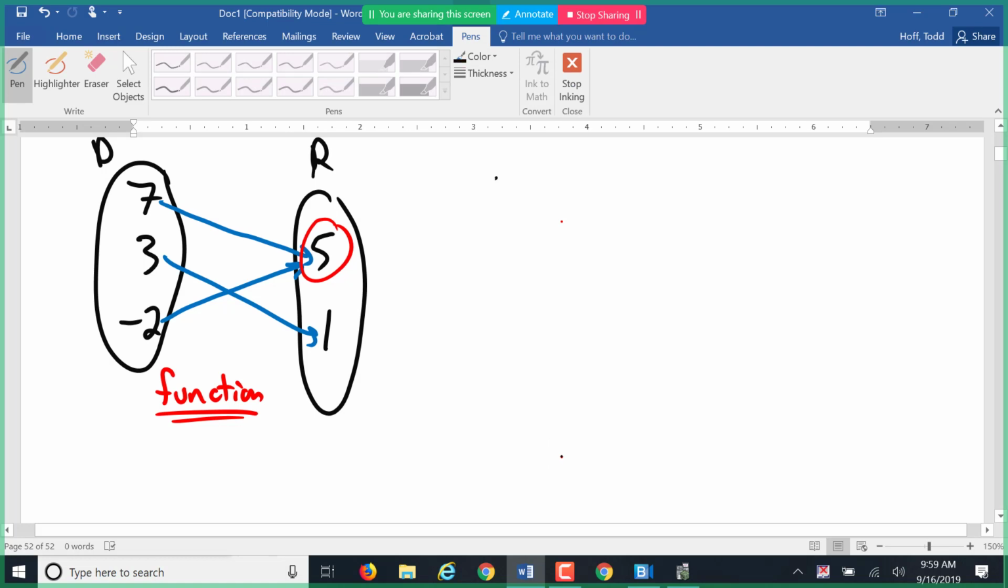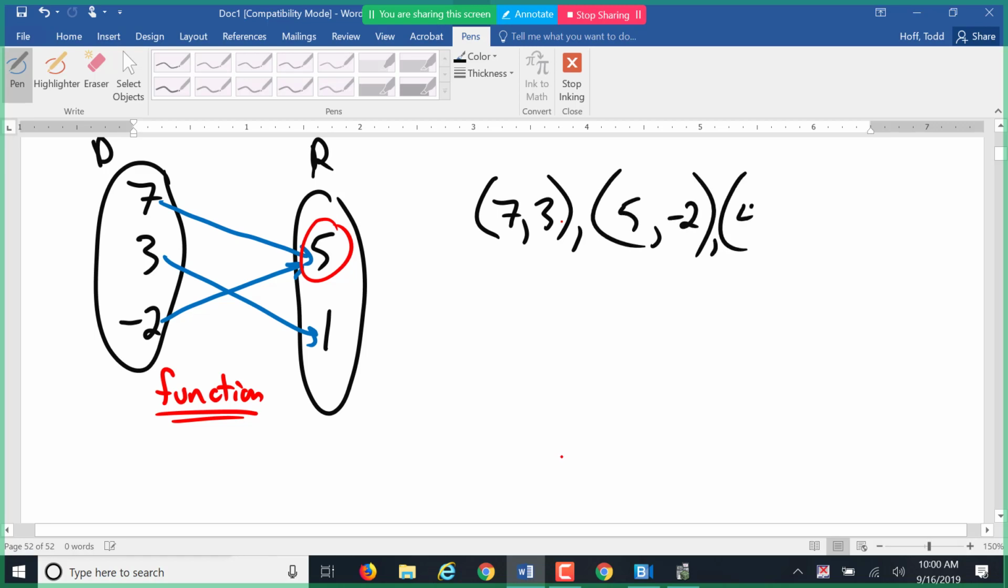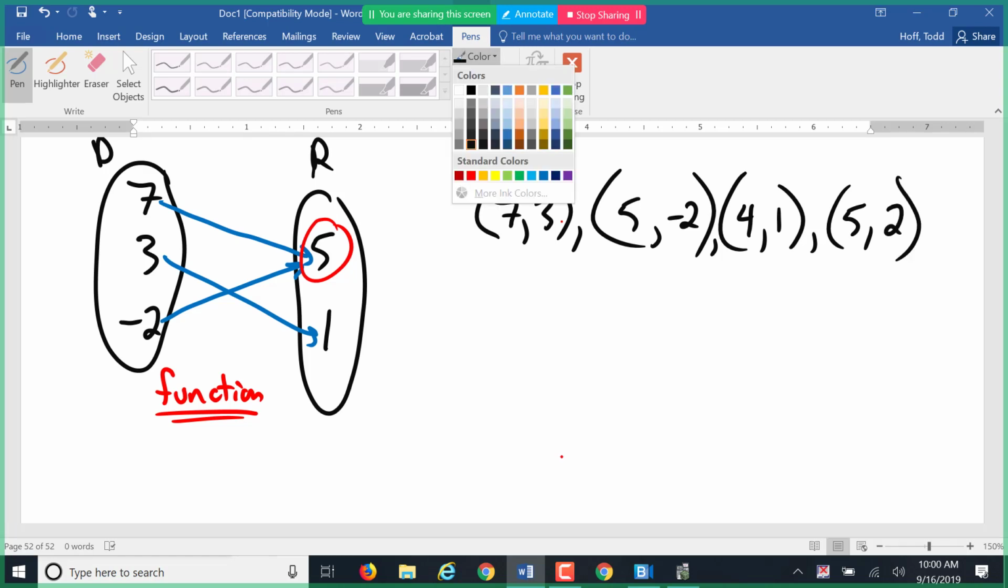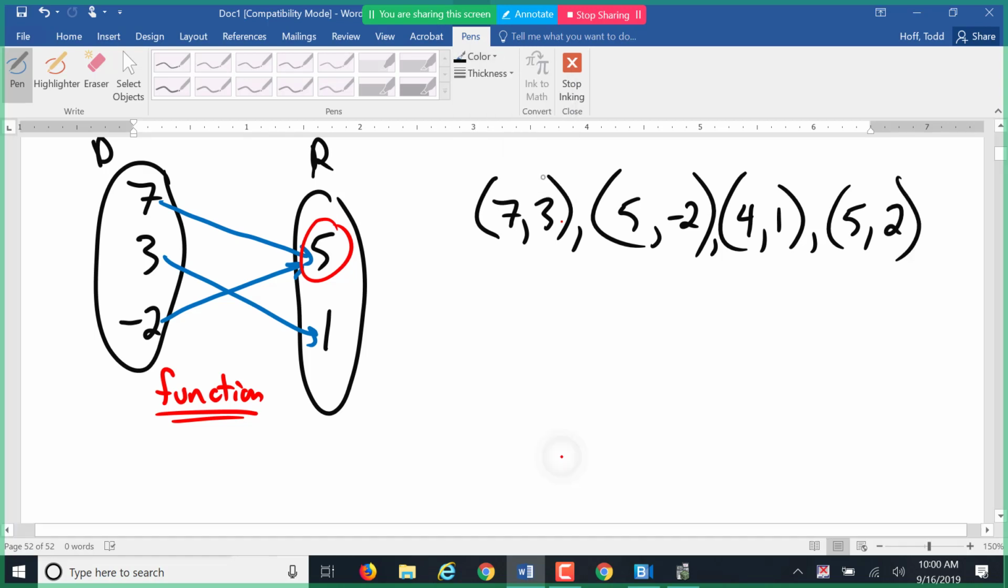If we looked at ordered pairs a little bit more closely, we might have (7, 3), (5, -2), (4, 1), and (5, 2). If we look at those, remember the values of our domain are the x coordinates, or the first coordinate: 7, 5, 4, and 5.